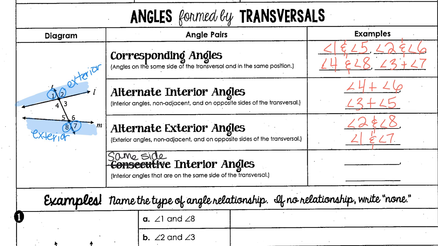We also have same side interior angles. You can also say consecutive, but I like to say same side because I feel like it makes more sense to a lot of students. So all that is angles that are on the interior, and they're on the same side of the transversal. So remember, T is my transversal. Notice how 4 and 5, they are on the same side of line T, and they're both in the interior part. And we have the same thing with angles 3 and 6.